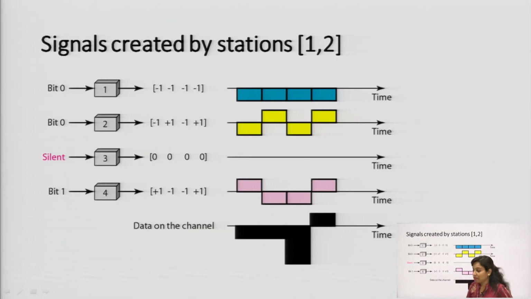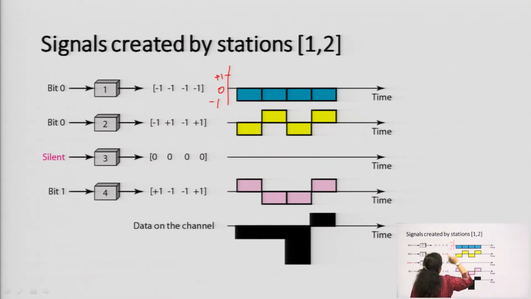Now, how will the signals be created? You know that if you want to show this over an axis, this will be -1, this will be +1 and this will be 0. So, bit 0 will be transmitted by -1, then -1 +1 -1 +1, it will be shown by this, and this will be +1 -1 -1 and +1. So, this is how bit 1 will be transmitted.